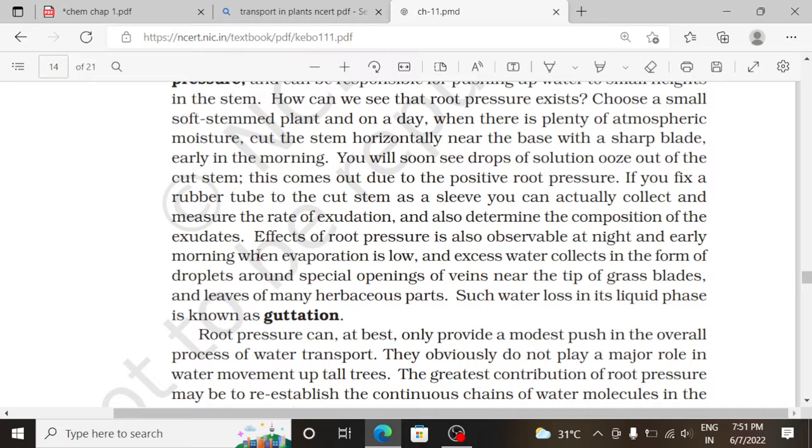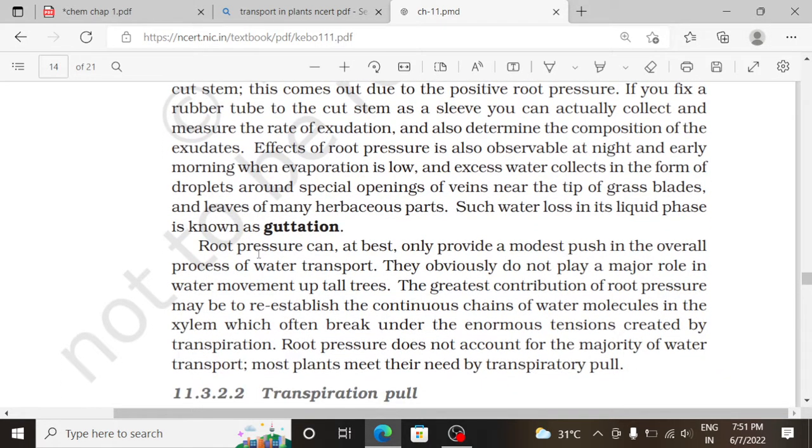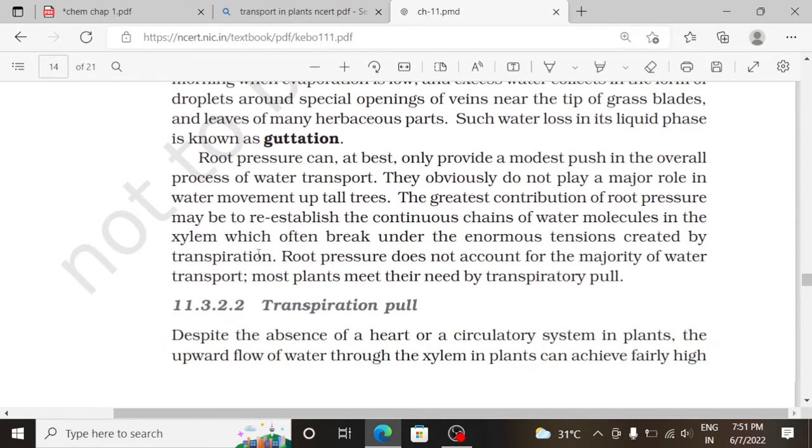Effects of root pressure are also observable at night and early morning, when evaporation is low and excess water collects in the form of droplets around special openings of the veins near the tips of the grass blades and leaves of many herbaceous parts. Such water loss in its liquid phase is known as guttation. Root pressure can at best only provide a modest push in the overall process of water transport. It obviously does not play a major role in water movement up tall trees.